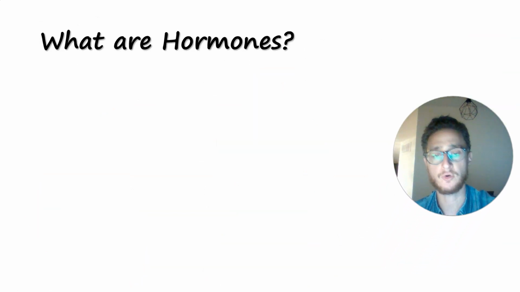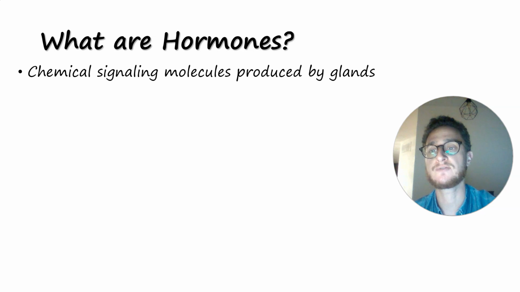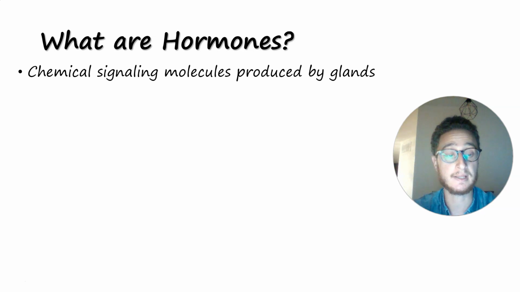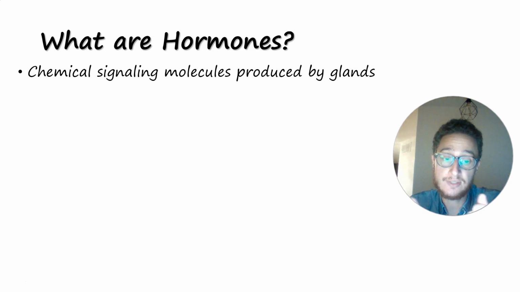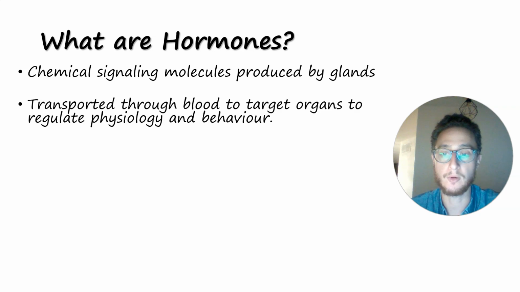So what exactly is a hormone? Now, it's just a fancy way of saying a chemical signaling molecule that is produced specifically by a gland. And remember, I just said that you can have a ligand receptor response in the nervous system. And in that system, we would call the ligands neurotransmitters. If it's made by a gland, we're going to call it a hormone.